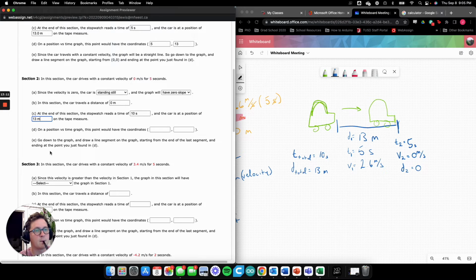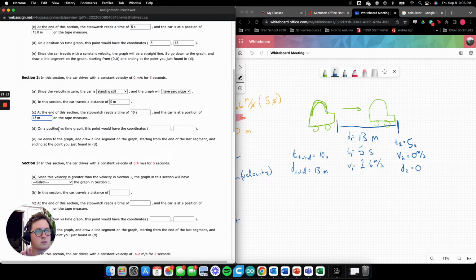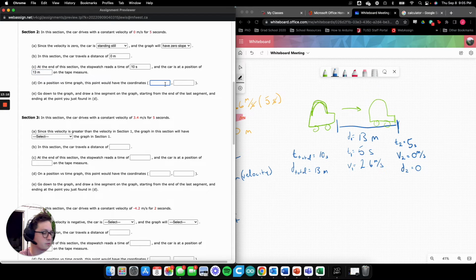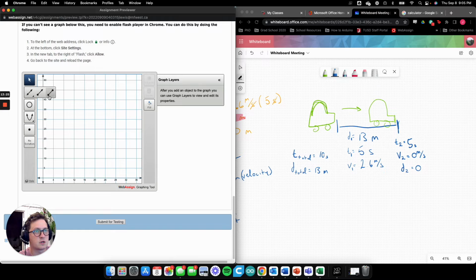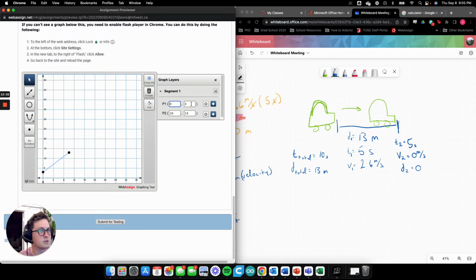Gosh, it doesn't say sig figs. Okay, on a position time graph, those coordinates would be 10, 13. Go down to the graph. Oh, I'm supposed to put that on. Okay, so let's do the graphing. I'm going to put down a segment. The first segment said put the first dot at 0, 0, and then the first coordinates are going to be time 1 and distance 1, 5, 13. Oh, perfect. Look at that.